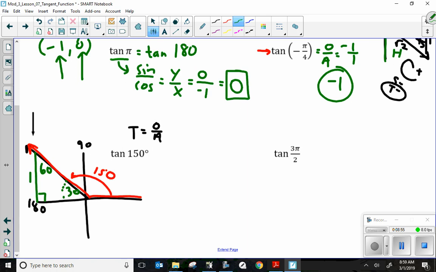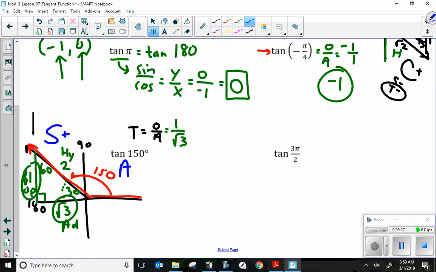Opposite of 30 is 1. Adjacent to 30, which is opposite of 60, is radical 3. And my hypotenuse is 2. So we have opposite, adjacent, and hypotenuse, right? Well, tangent is opposite over adjacent, so it is 1 over radical 3. Is tangent positive in quadrant 2? Is it all students? No, only sine is positive. Tangent is negative. There you go.